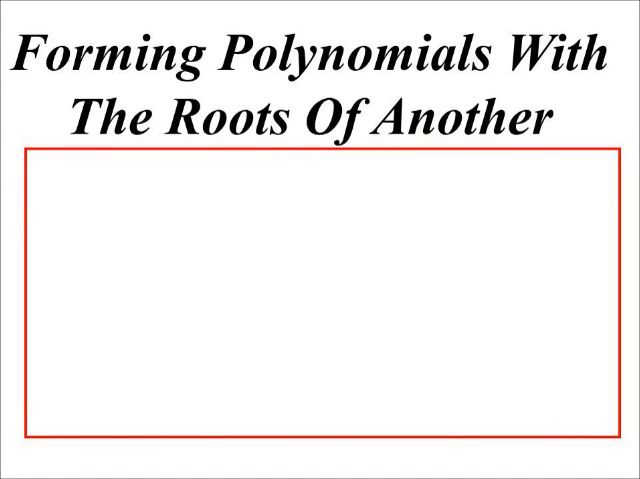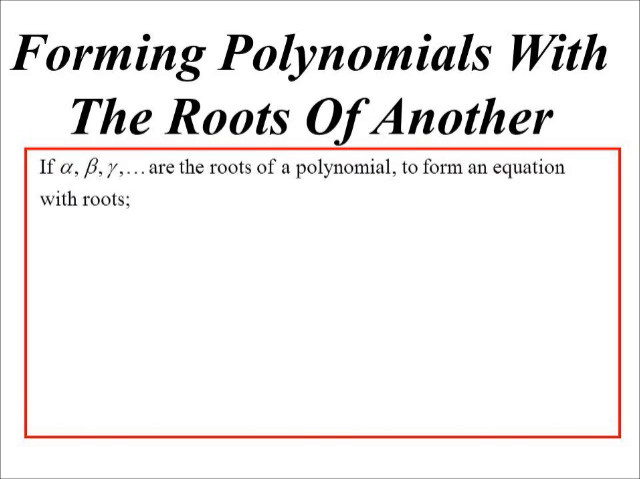Right, the last thing we're going to look at is a specific type of question. That's one where they ask us to form new polynomials using the roots of another polynomial. So if we're told that alpha, beta and gamma, etc., depending on how many roots the polynomial has, are the roots of a particular one, but then it asks us to now create an equation which has roots, for example, the reciprocals, 1 on alpha, 1 on beta, 1 on gamma.